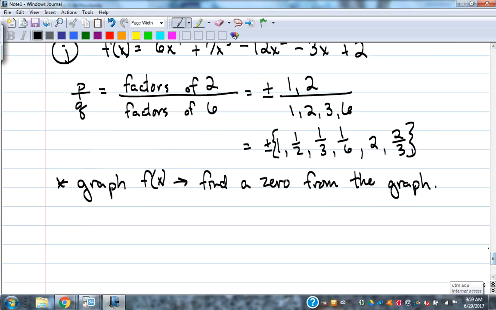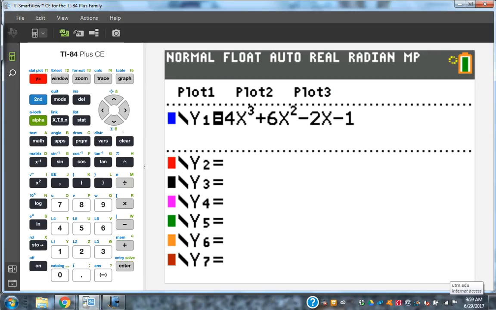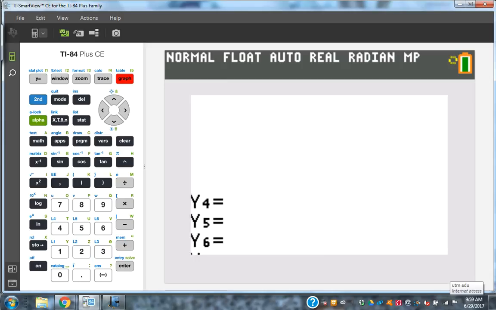All right. So, graphing calculator, go to y equals. I'm going to clear out that stuff, and I'm going to type in 6x raised to the fourth plus 7x to the third minus 12x squared minus 3x plus 2. Okay. Just type in that polynomial and hit graph.